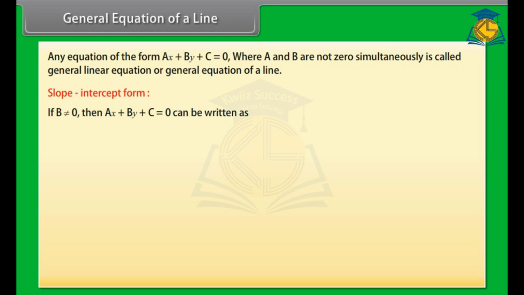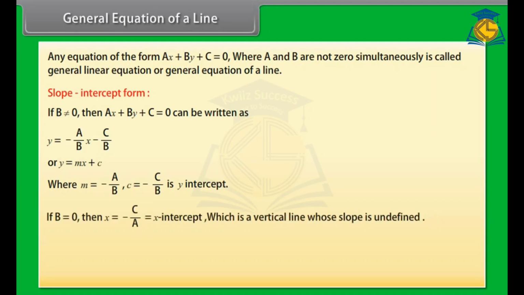If b is not equal to 0, then ax + by + c = 0 can be written as y = -(a/b)x - c/b, or y = mx + c, where m = -a/b, and c = -c/b is the y-intercept. If b is equal to 0, then x = -c/a is the x-intercept, which is a vertical line whose slope is undefined.